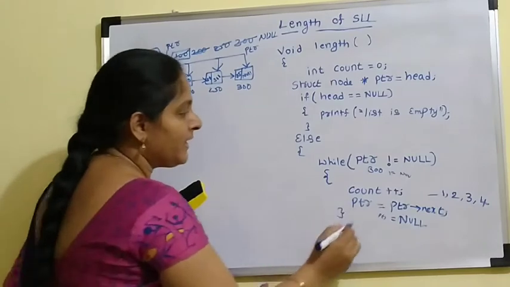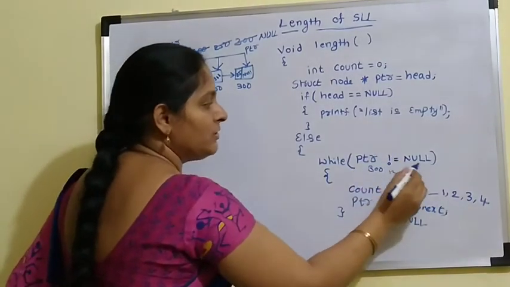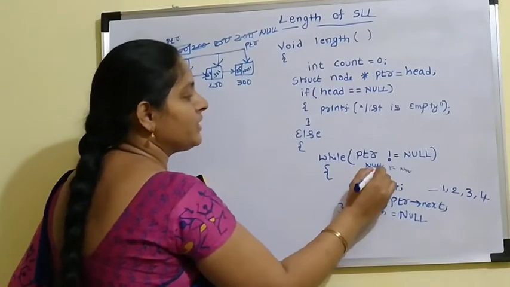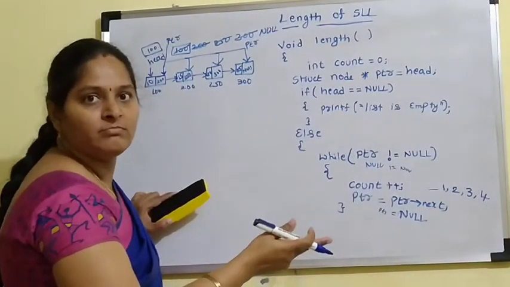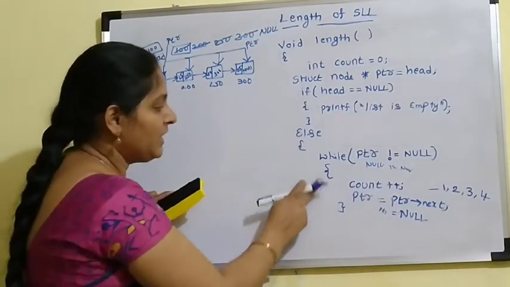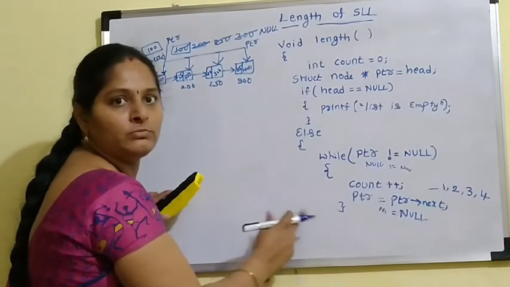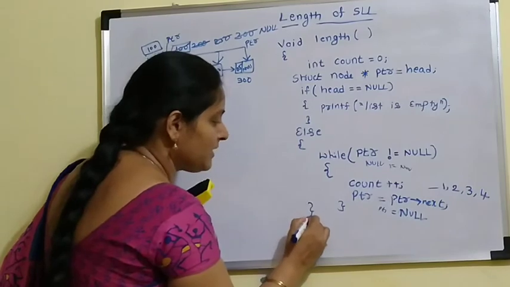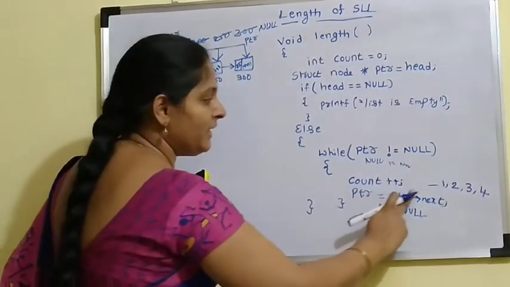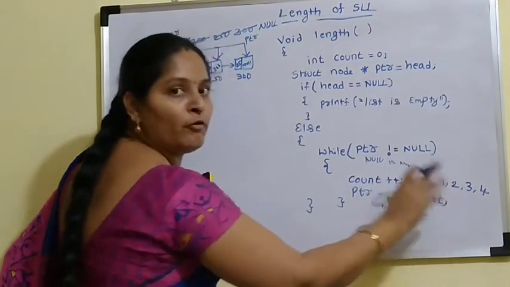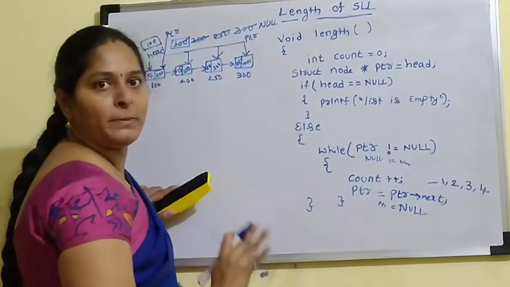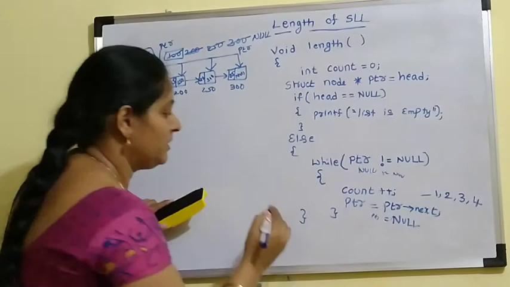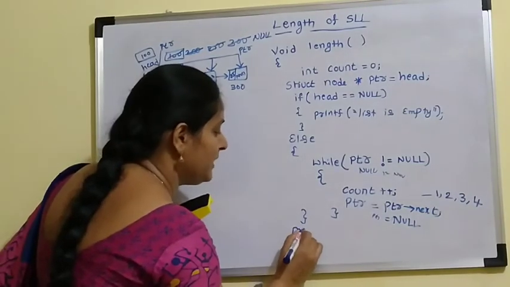Okay. Next, PTR not equal to null. Now what is the value of PTR? Null. Null not equal to null. Condition failed. If the condition is failed, we will come out of this while loop. Okay. Now close the while loop. Close the else block. Now what is the count value? Here 4. So that 4 we need to print as an output, as the length of the single linked list. Alright. So here write the printf statement.